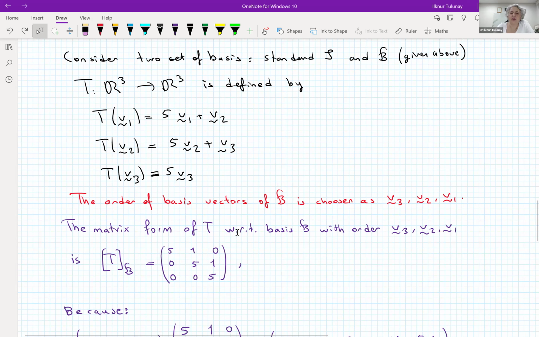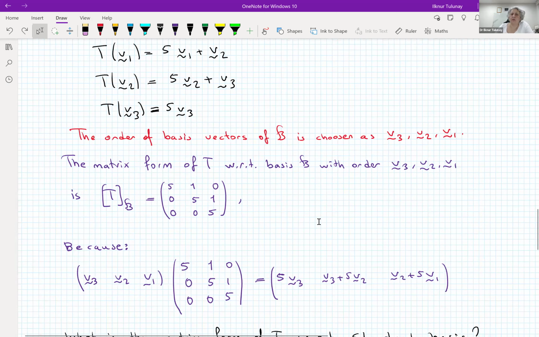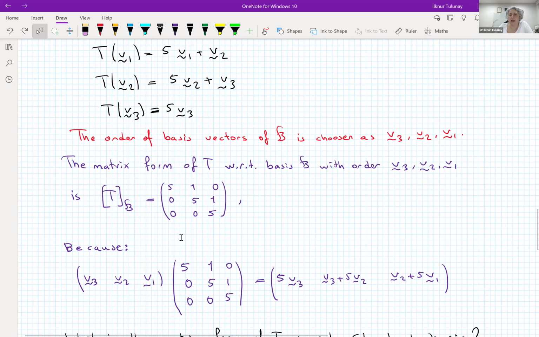The matrix form of T is easy to calculate, and it will be this matrix. Why? Because the order is chosen for us in the question: V3, V2, V1. So this equation, T V3 is equal to 5 V3. And then T V2 is V3 plus 5 V2. And T V1 is equal to 5 V1 plus V2, which is this one.